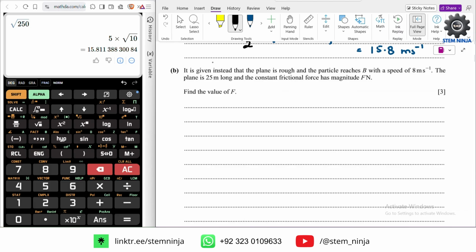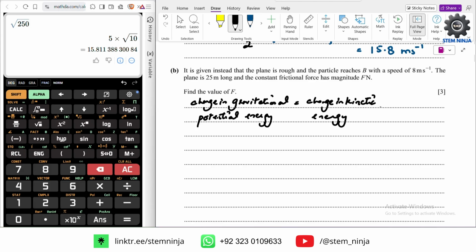So change in gravitational potential energy equals change in kinetic energy plus work done against friction.